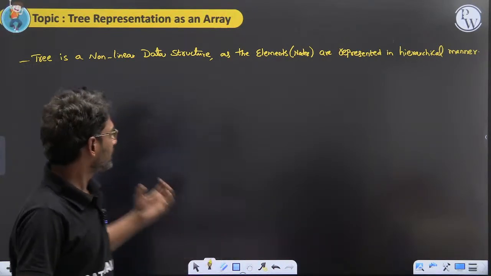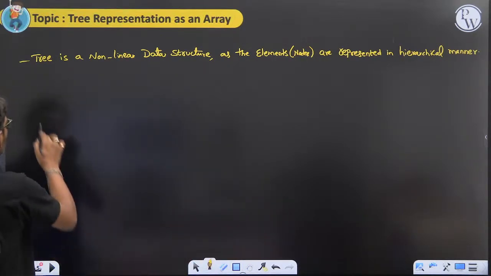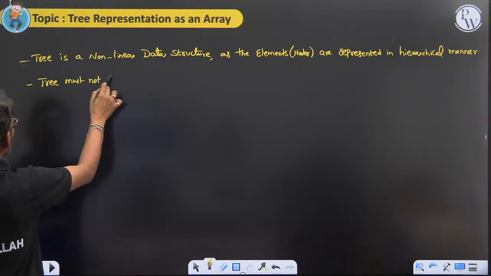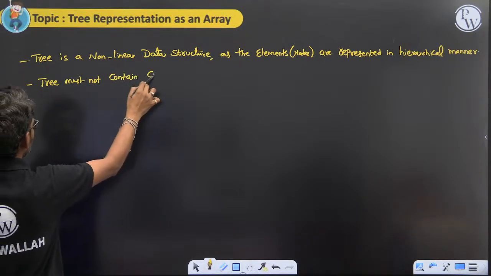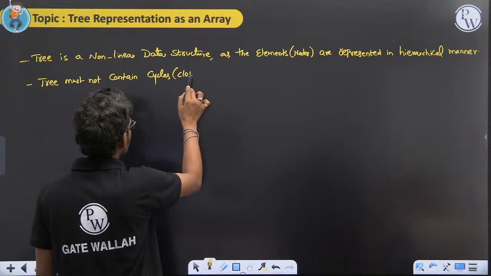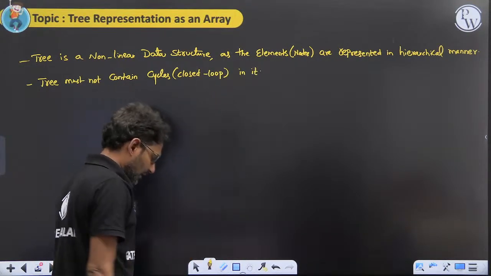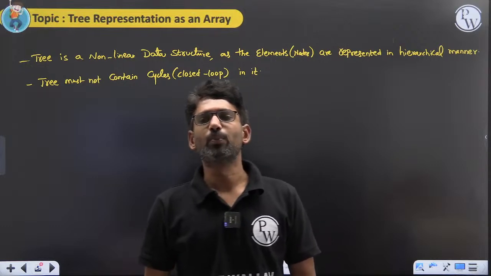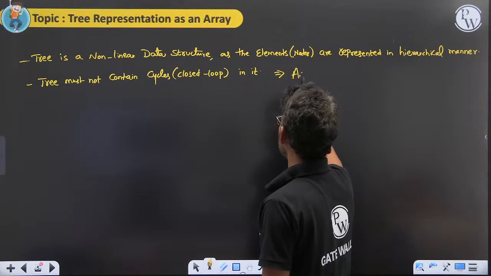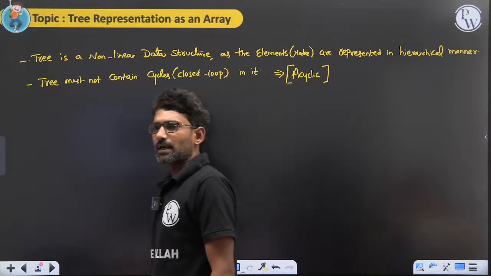And inside the tree data structure, whenever we are representing the data in hierarchical manner, we should make sure the tree must not contain cycles in it. Cycle means closed loop. So, we have to make sure the tree is always open. So, we can say a tree is an acyclic graph. Yes, exactly. A tree is an acyclic graph.